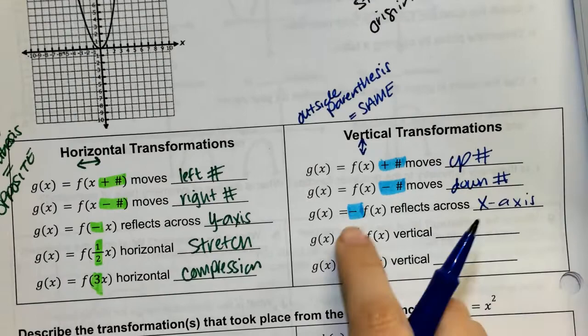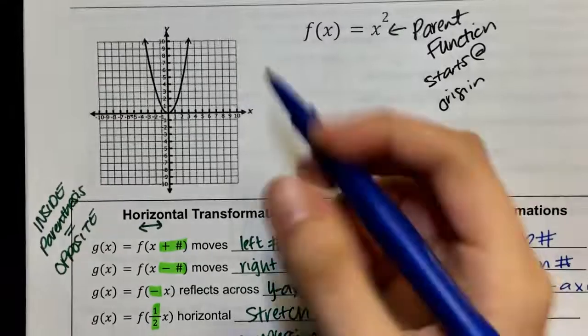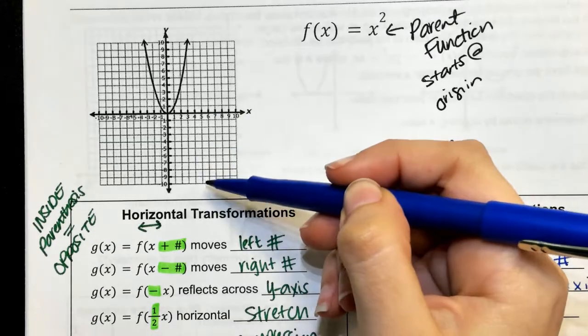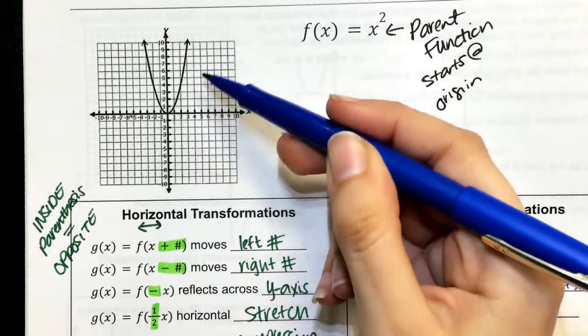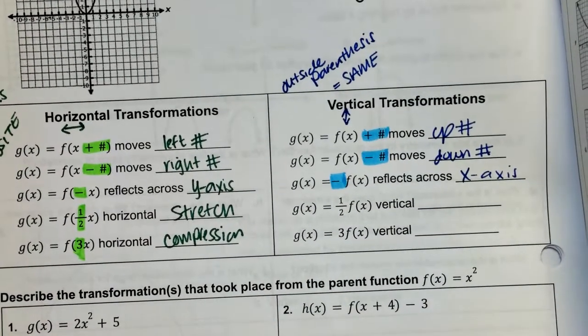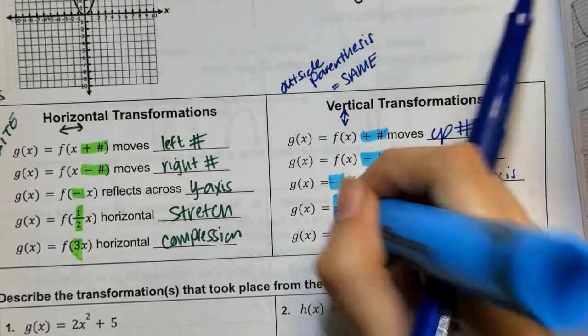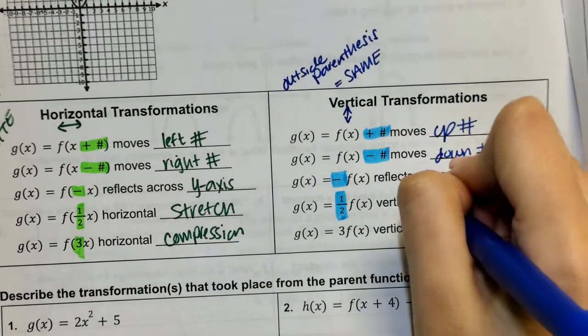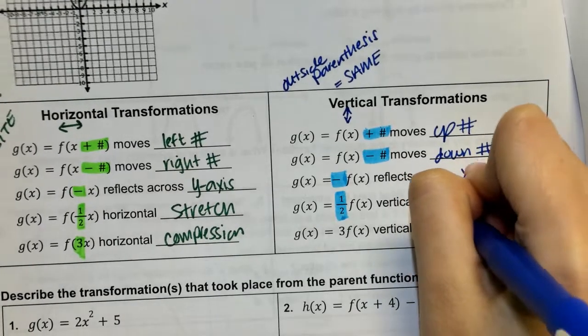Which makes sense. This means your y values are switching signs. So here if I had a positive 4, I now have a negative 4. If I had a negative 10, now I have a positive 10. Notice here when you're switching signs, you're reflecting across the x-axis. This one, exactly as it seems, when it's a fraction, it makes sense that it's getting smaller. So this is a vertical compression.